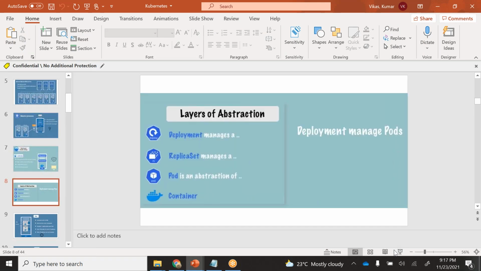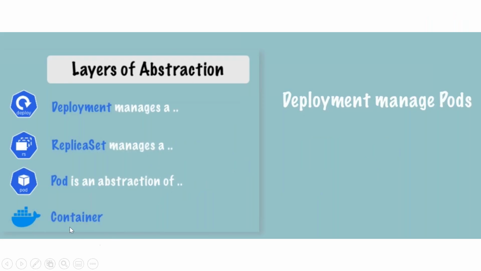So as I told you right now, container is the innermost layer. And on top of that, I will have pod, which is a layer of abstraction on top of my container. On top of that, I will have replica set. And on top of that, I have my deployment. So deployment manages replica set, manages pod, and pod manages container.